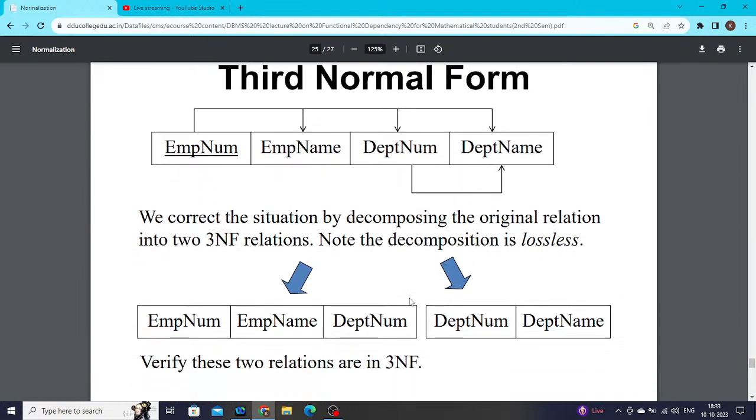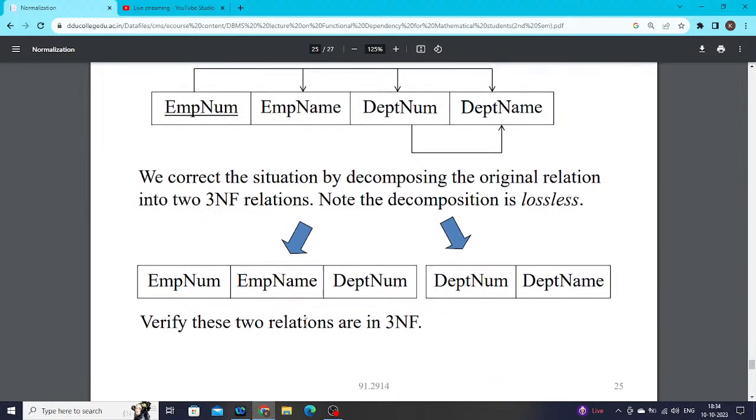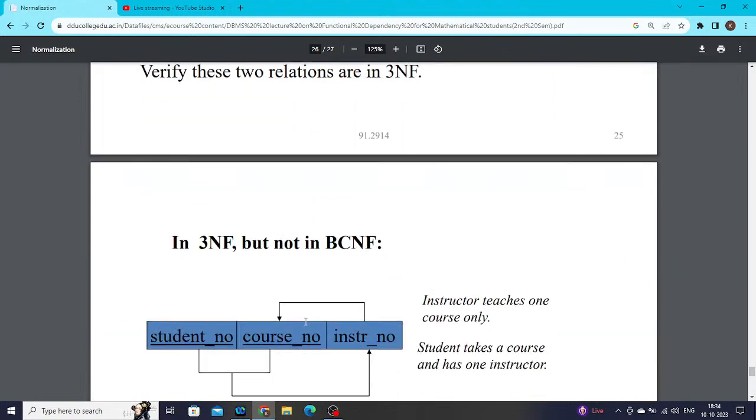We correct the situation by decomposing the original relation into two 3NF relations. In this one the department number is the key, and department name is dependent on the candidate key, the department number. Clear? Because the original was a conflicting relation. In the other relation there is no department name; it holds the employee name, which is dependent on the key. This verifies two relations in 3NF.